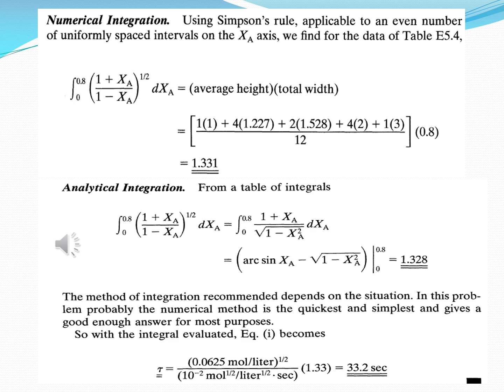You can just use the numerical method, or if you like, the graphical method is also okay. The graphical or numerical method is quickly used, so you can just put the value here. Now you know that this is the tau, the relation was C_A0 to the power 1/2 over k, and the integration, just put the value of the integration here, 1.33, and we get the space time, that is 33.2 seconds. So this is the space time for this particular problem that we have calculated. I hope you understood this.